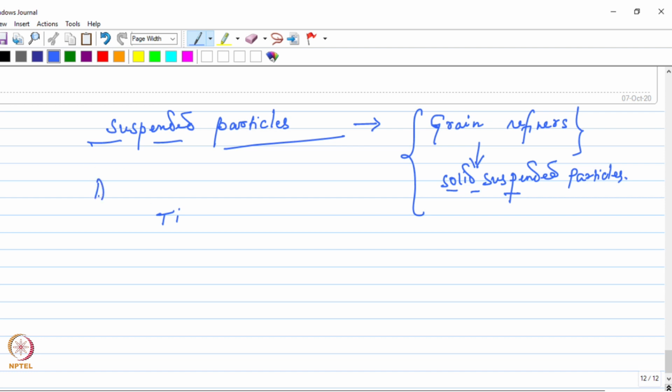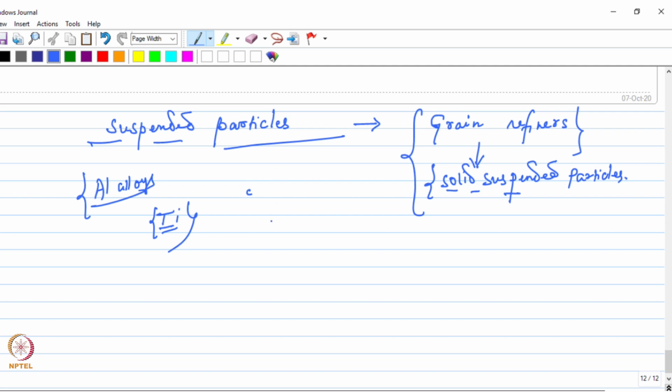Let's say we are talking about aluminum alloys, which is the material in question for this particular course. We can add a material like titanium for generating these solid suspended particles. Okay, so this titanium surface will now act as the heterogeneous nucleation site, because these kinds of particles can still be solid even at the melting point of aluminium.